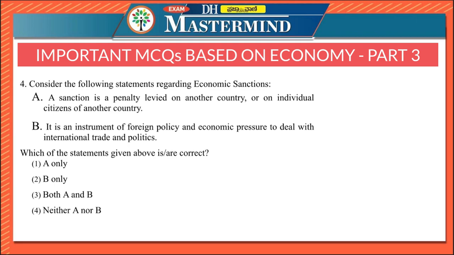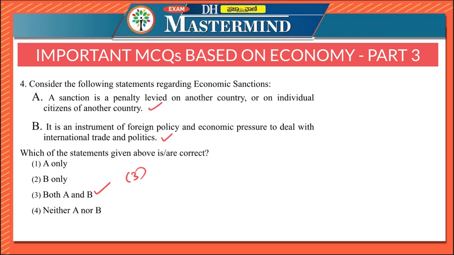The fourth question says, consider the following statements regarding economic sanctions. A: A sanction is a penalty levied on another country or on individual citizens of another country. B: It is an instrument of foreign policy and economic pressure to deal with international trade and politics. Here, the right option is option 3, both A and B. Both the statements are correct here.